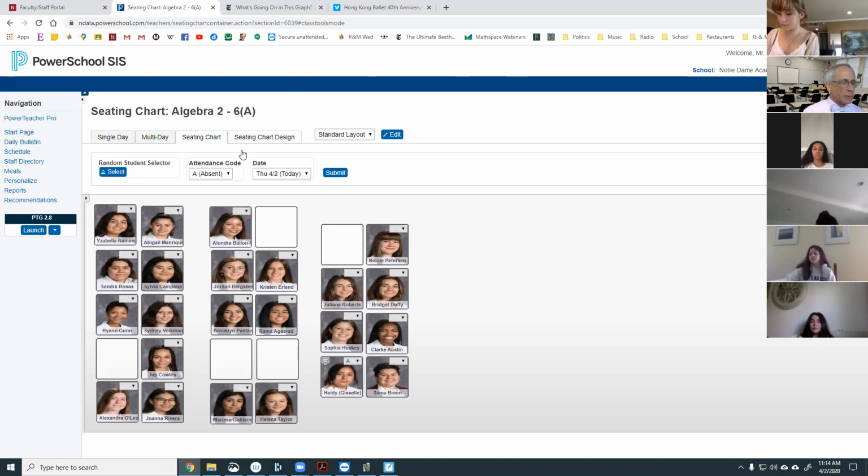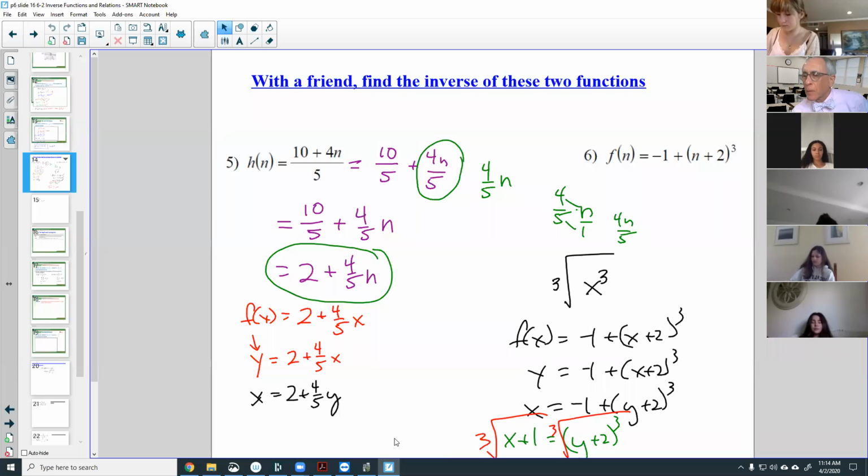Well, let's just jump into some algebra then, huh? Algebra. So we did this last time. We found the inverse of functions.